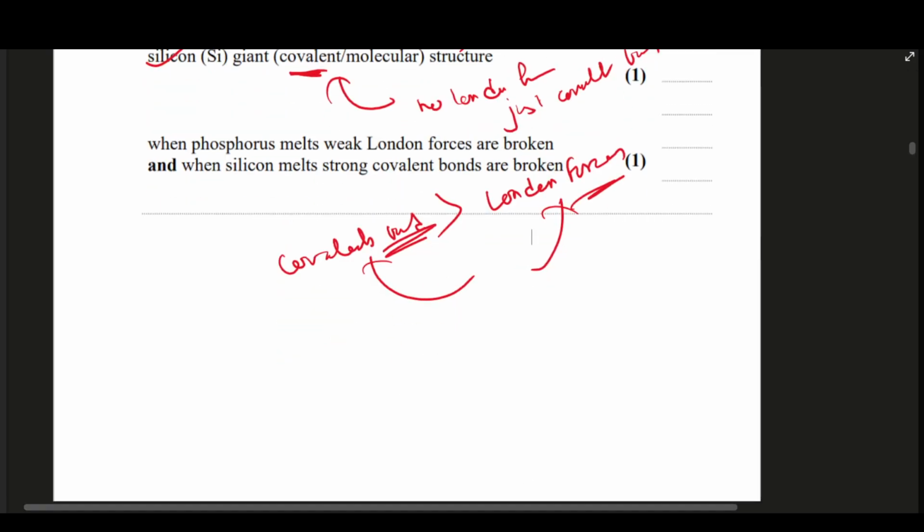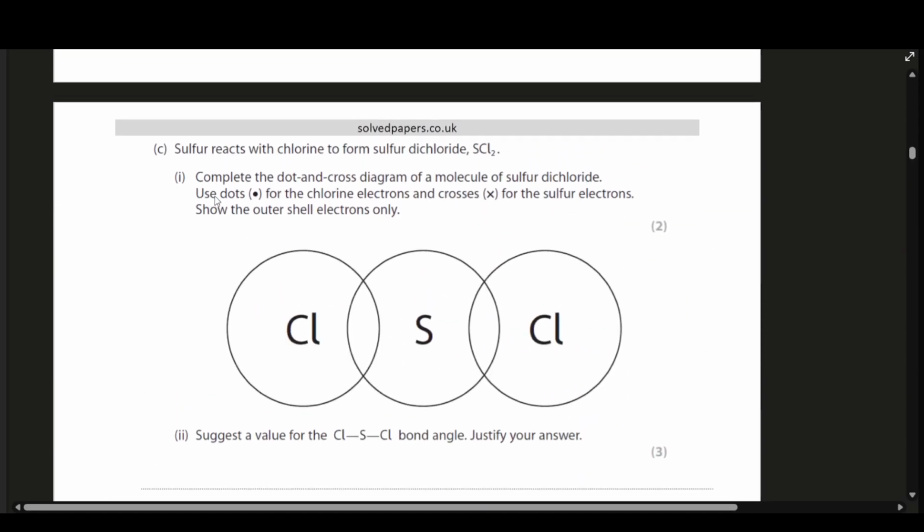All right, very good. So the next part, if we move on, the last part of this question, they said complete the dot and cross diagram of a molecule of sulfur dichloride. Use dot or cross for the chlorine atoms and crosses for the sulfur atoms, they said. So in order to solve this is pretty simple. According to their conditions provided, we know that chlorine has 7 electrons, 1 2 3 4 5 6, and the seventh one is basically being shared, and they say to show cross for sulfur atoms.